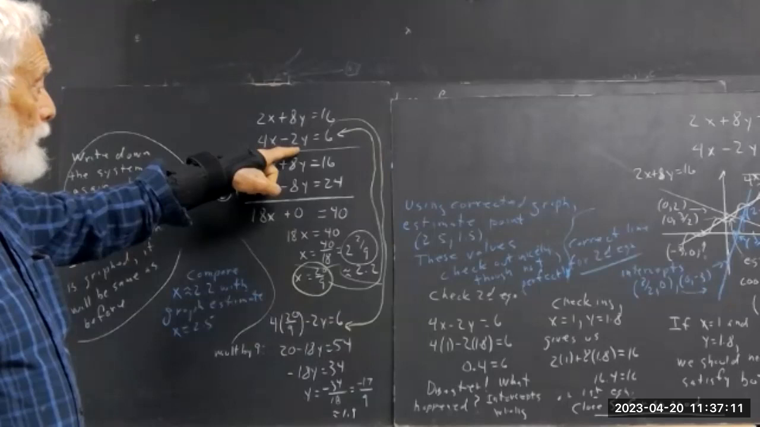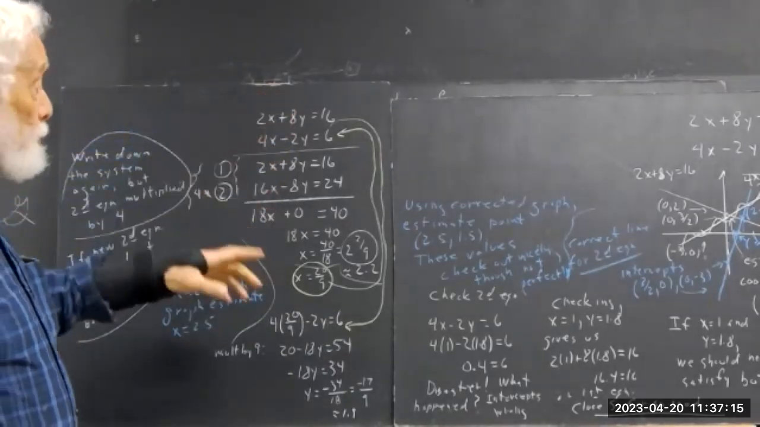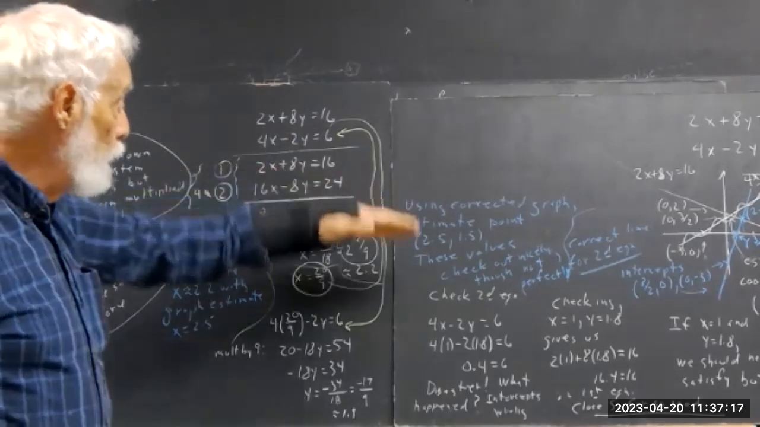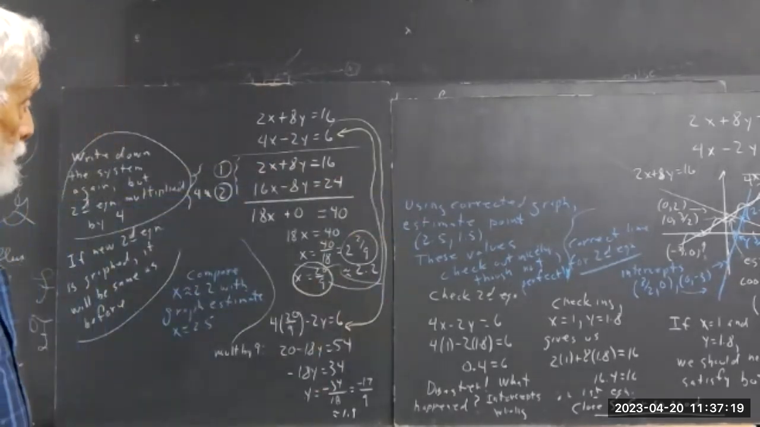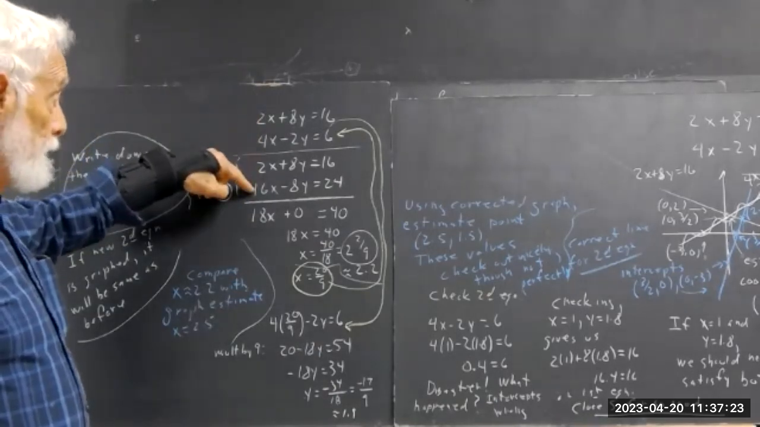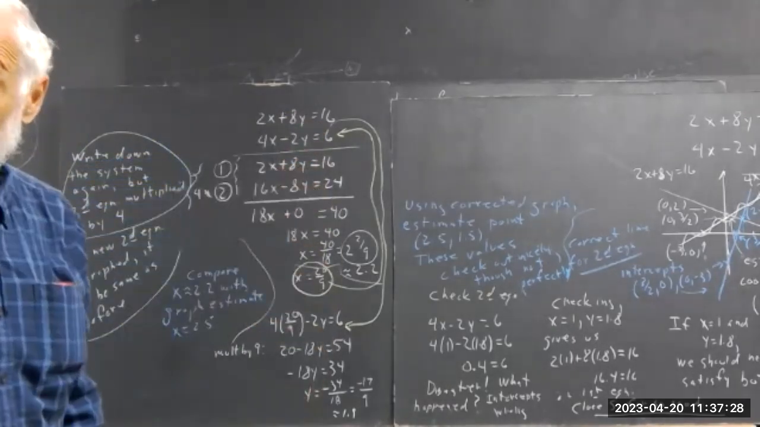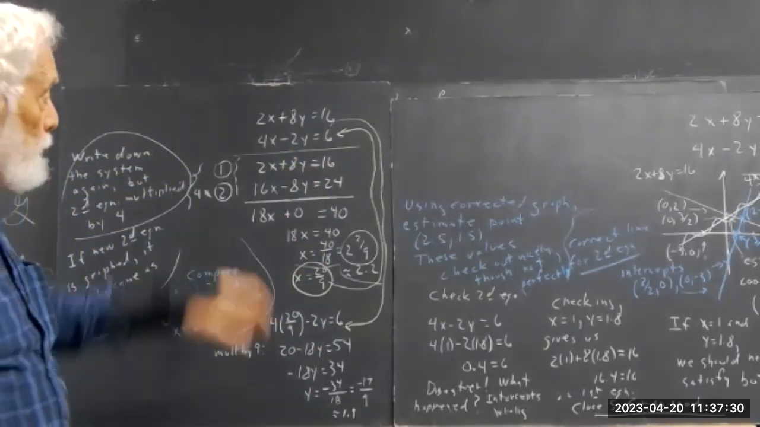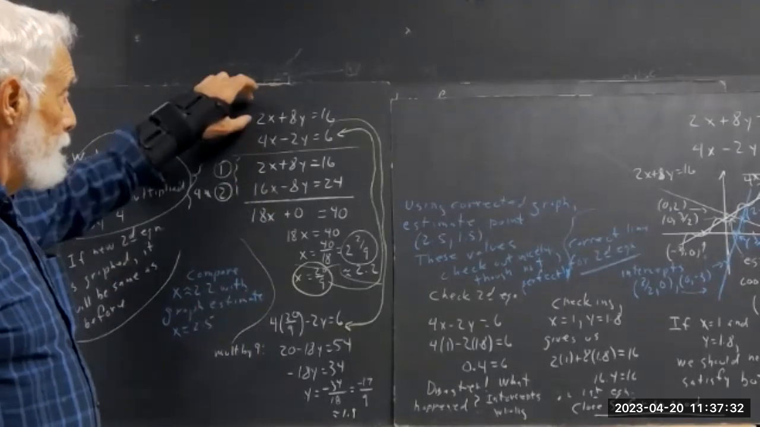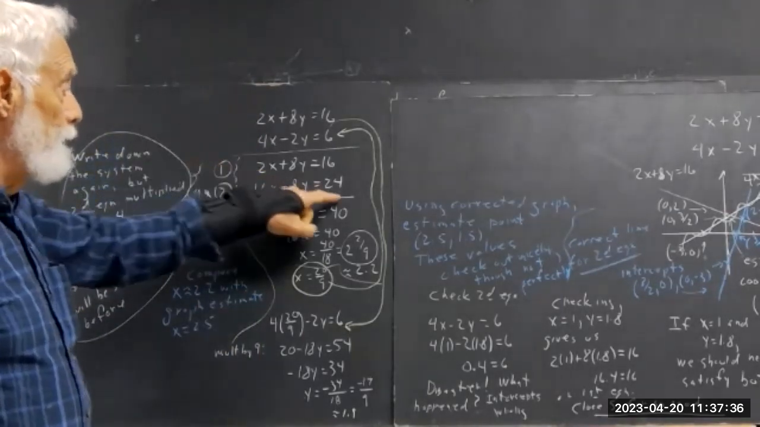Observing that 4 times negative 2y is equal and opposite to 8y, we choose to multiply the second equation by 4. When we do, we get 16x, this times 4 gives us 8y, and 6 times 4 gives us 24. We write the first equation down again, and we write the second equation in this form.